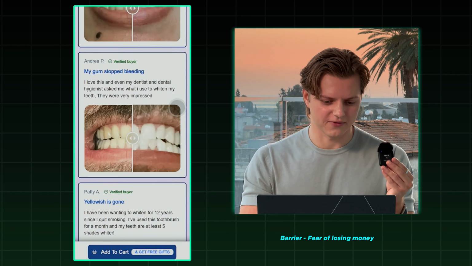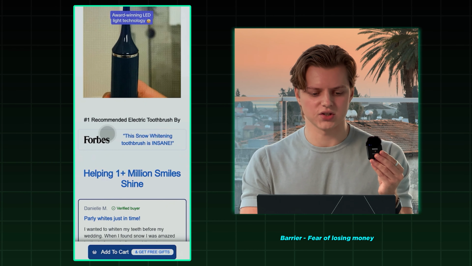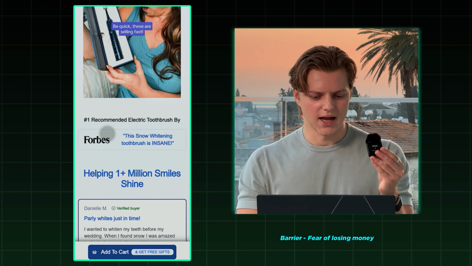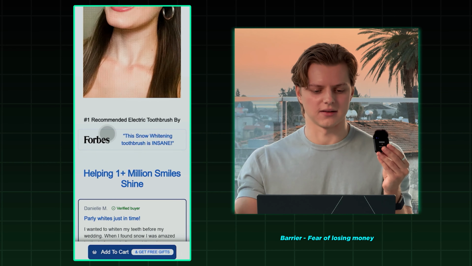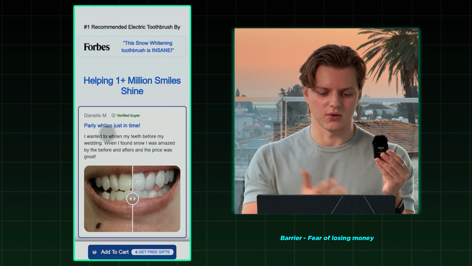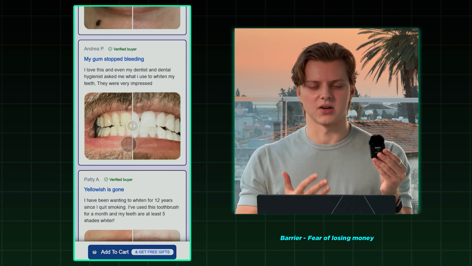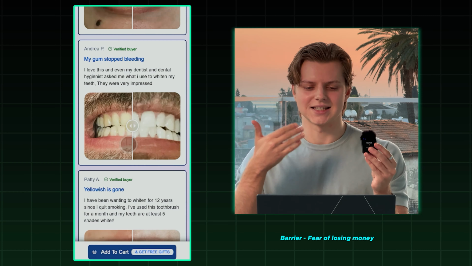If I like the product or if I don't like it, I can choose to keep it or get my money back. So my feeling here of how likely I am to lose my money is very low already. It's almost removed. And this is also amplified by the section here, where they are mentioned in Forbes and have a number 1 recommended electric toothbrush and helping 1 million smiles, before and afters, because this takes away the only last viable part after the guarantee, which is: is this a legitimate brand?